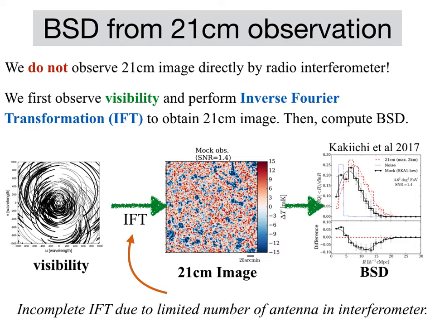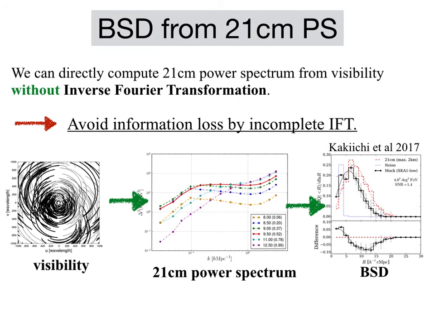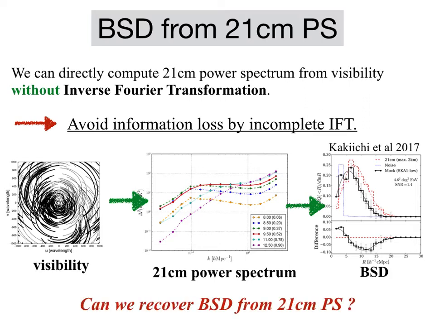However, we cannot avoid incomplete inverse Fourier transformation because the number of antennas in a radio interferometer is limited. On the other hand, we can directly compute the 21 cm power spectrum from visibility without inverse Fourier transformation. This means that we can avoid information loss by incomplete Fourier transformation. So, our strategy is: can we recover the bubble size distribution from the 21 cm power spectrum with a neural network?